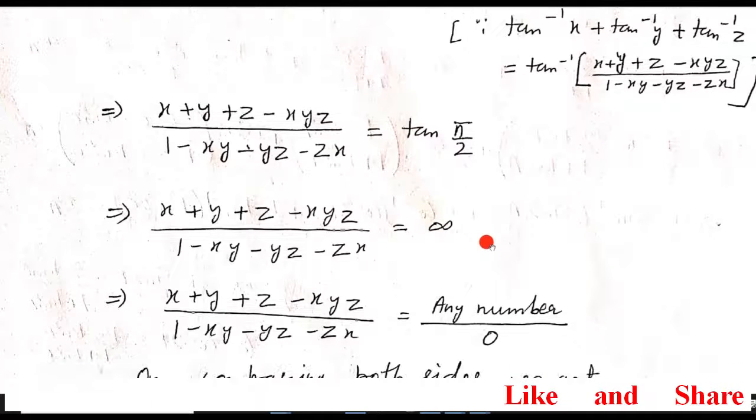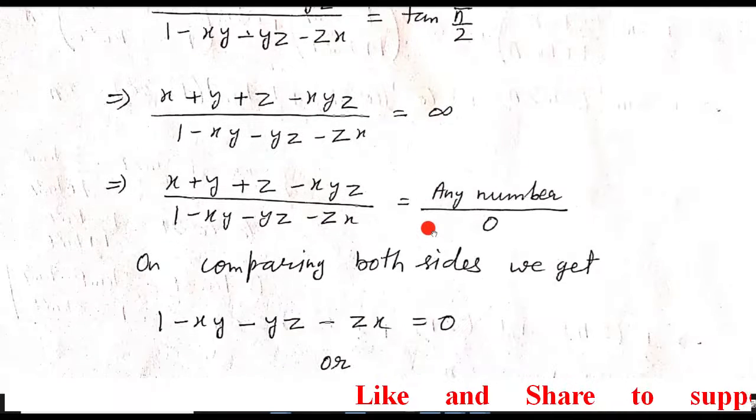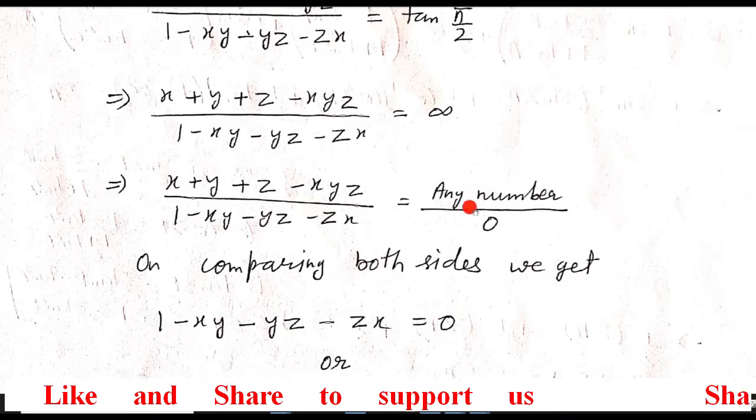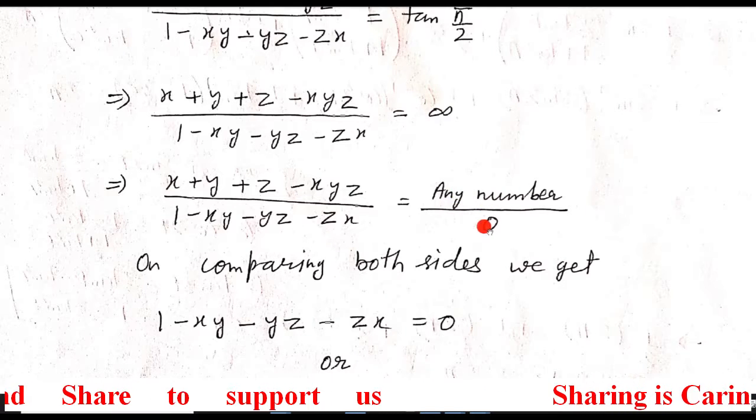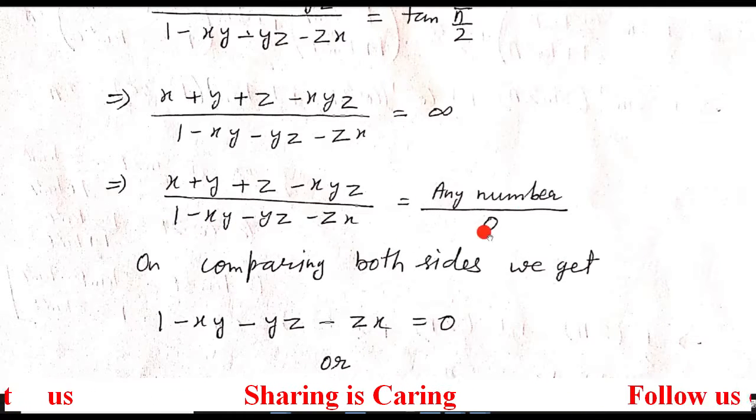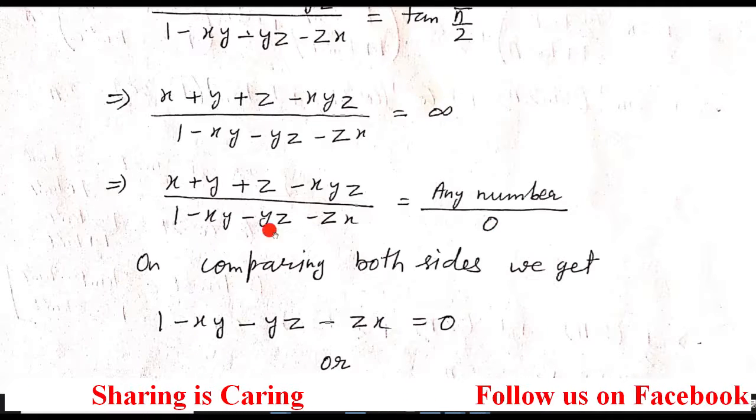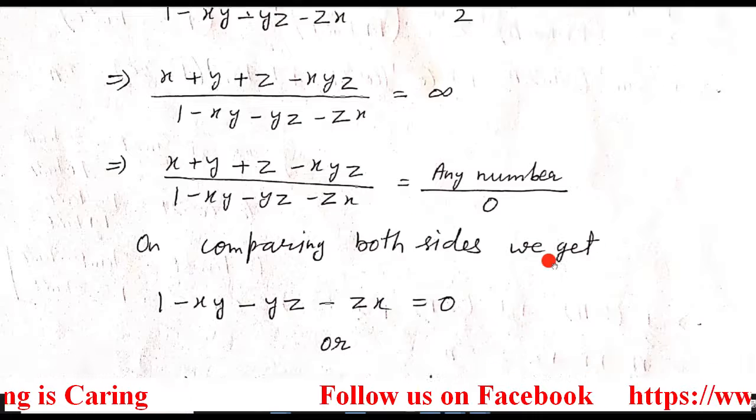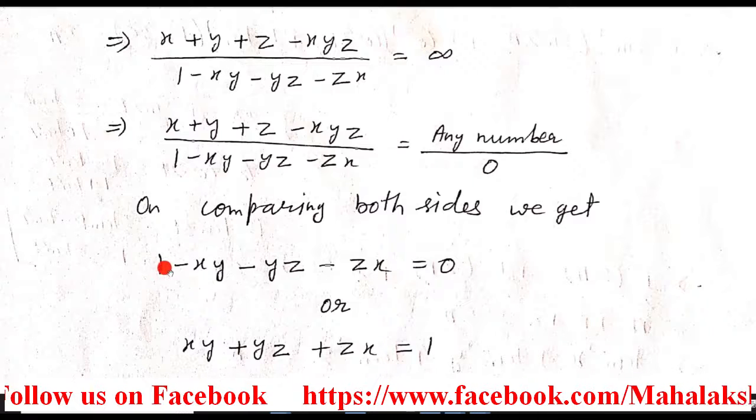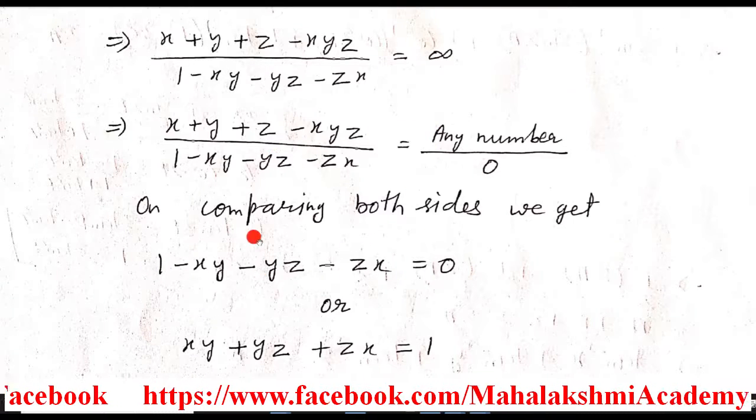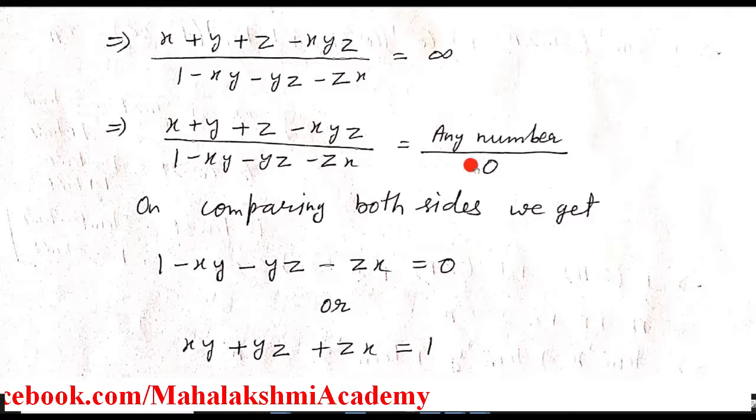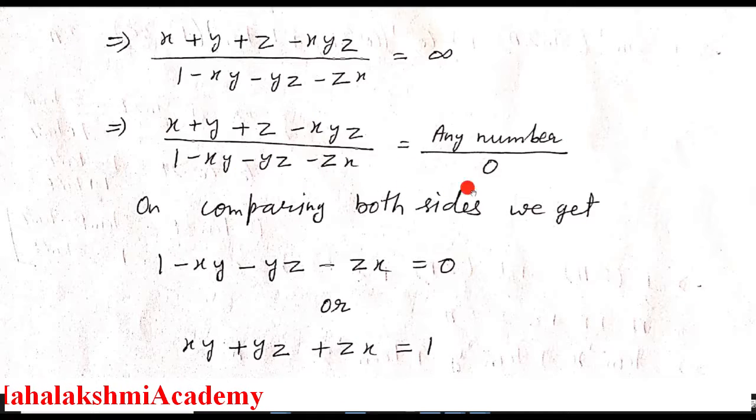Tan pi by 2, as you know, is infinity. So we got infinity here. Now you know how we get infinity: we obtain infinity if any number is divided by 0. So when we compare, we get that the denominator is equal to 0, because infinity is only achieved if the denominator is 0. So we get that 1 minus xy minus yz minus zx is equal to 0. We'll avoid the numerator here because the required thing in the question we will achieve from the denominator itself. That's why we pick only the denominator equal to 0.